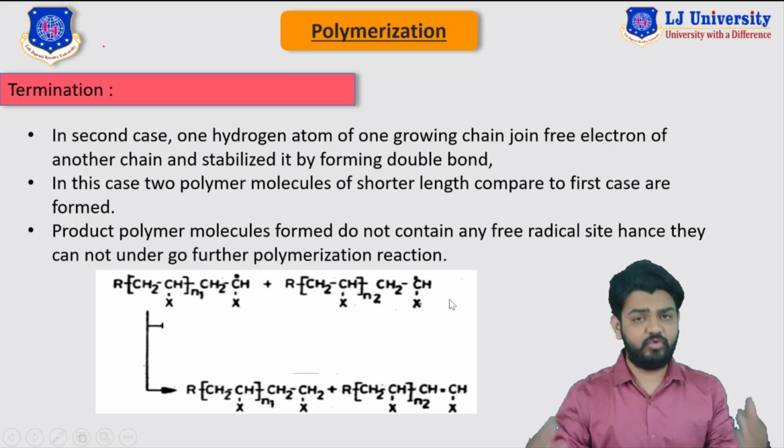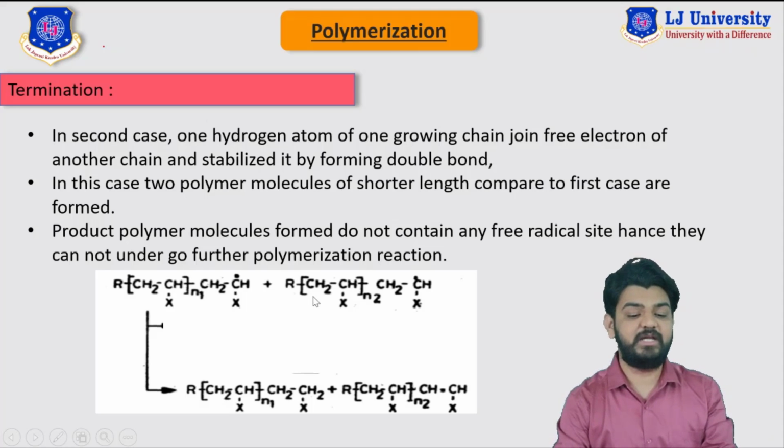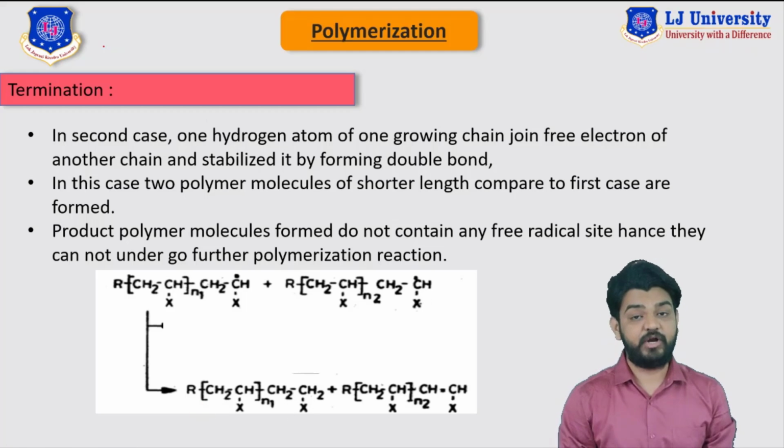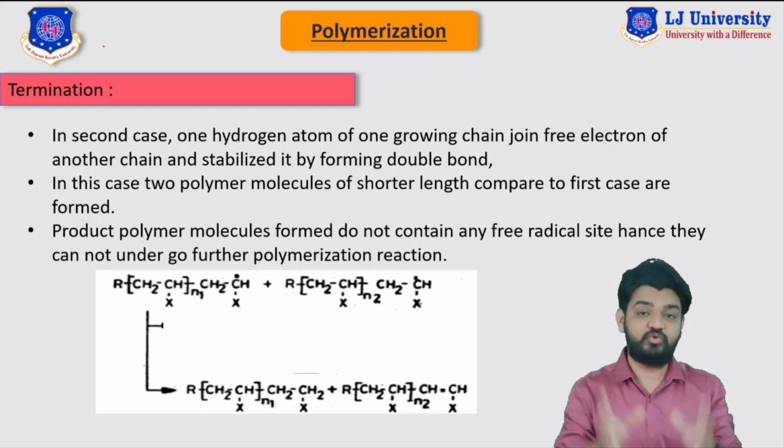So when both the chains come together, this particular atom or component will donate its electron, and that electron will combine with this one. And this hydrogen will link with it. You can see here in this particular section, we are producing two polymers out of these two chains.